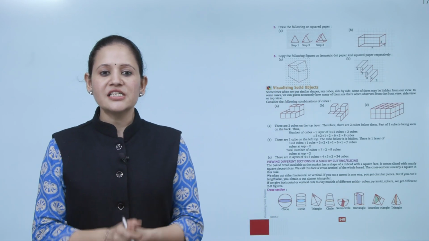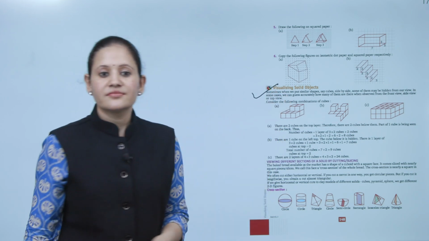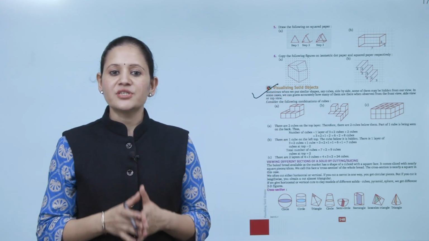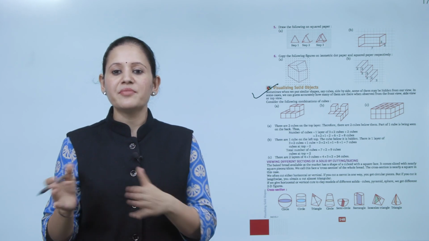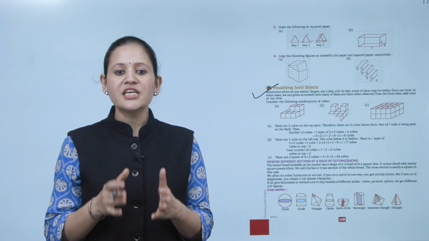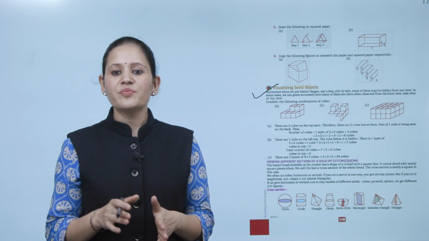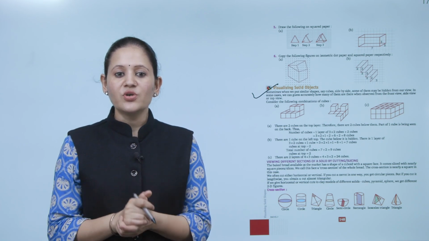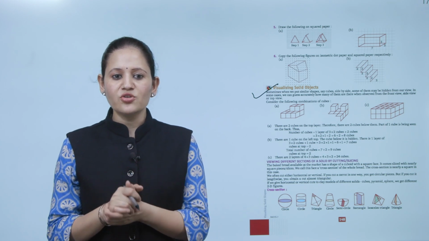Next is visualizing solid objects. Sometimes when we put similar shapes, say cubes, side by side, some of them may be hidden from our view. In some cases, we can guess accurately how many of them there were when observed from the front view, side view or top view, considering the following combinations of cubes.